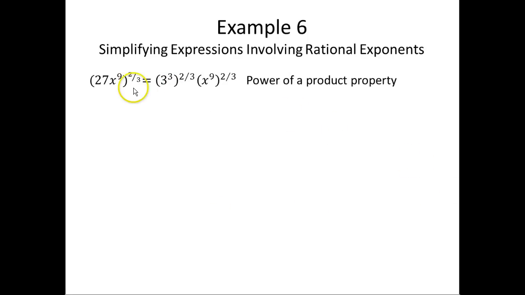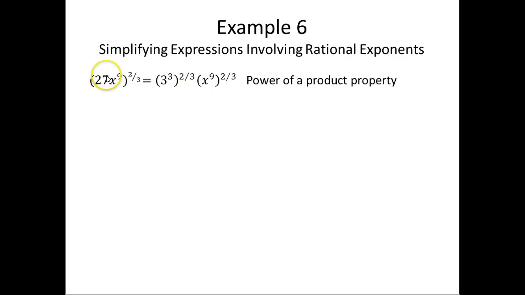Okay, one last example here. Let's say that I have this expression here. Notice that it's a power raised to a rational exponent. The first thing I might do is use the power of a product property to distribute this exponent inside to my two factors. Notice I could rewrite 27 as 3 to the power 3, because 3 times 3 times 3 is 27.